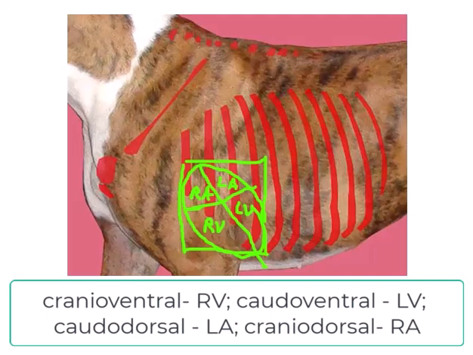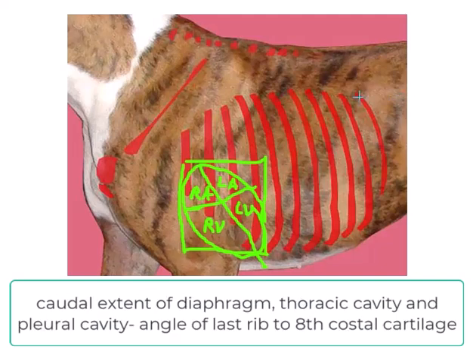We'll then continue with drawing the diaphragm, and to do that we'll go from the angle of the last rib down to the 8th costal cartilage. We'll kind of make a line that connects these, and this represents the caudalmost aspect of the diaphragm. It also represents the caudalmost aspect of the pleural and thoracic cavity.